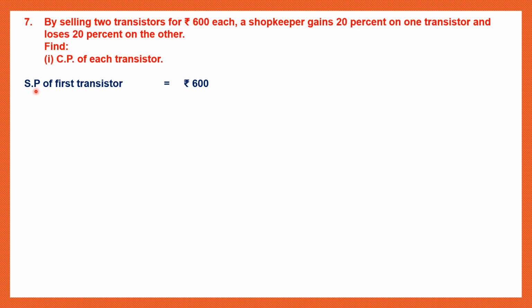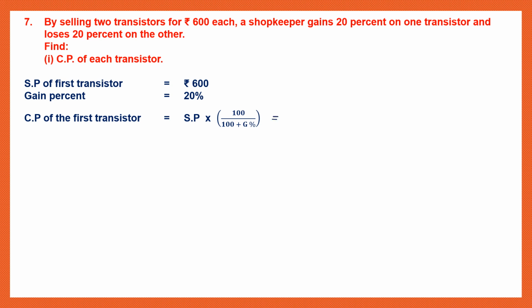So let's begin by saying the selling price of the first transistor, 600 rupees. There was a gain percent of 20%. Now to find cost price, the formula is selling price into 100 divided by 100 plus gain percent. So selling price is 600 rupees into, in brackets, 100 divided by 100 plus gain percent, that is 100 plus 20. So this will be 600 into 100 divided by 120.